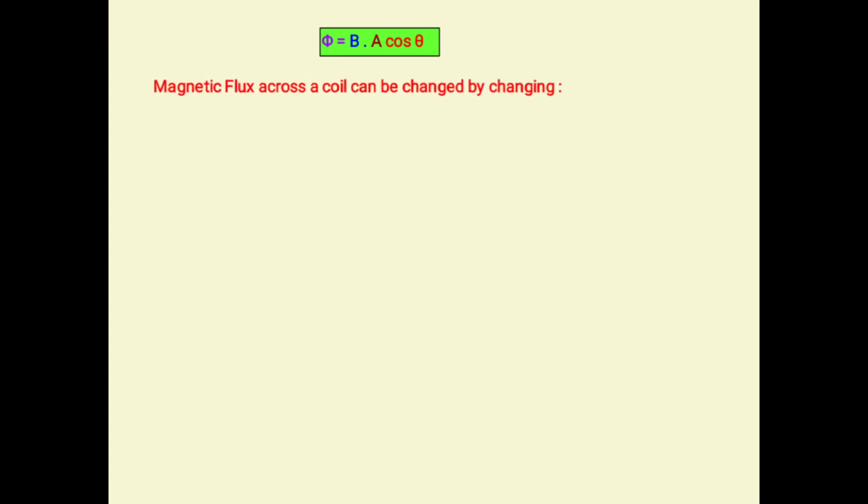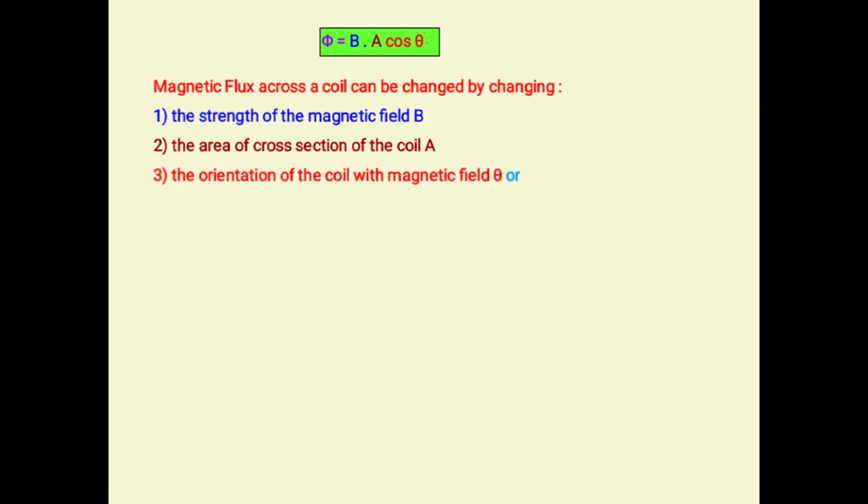The magnetic flux in a more generalized way is B dot A cos theta, and the flux can be changed by changing B, by changing A, by changing theta, or by changing any combination of B, A and theta. We will discuss this in the upcoming topics. The first one is the strength of the magnetic field B. Flux depends upon B, the area of the cross section of the coil, and the orientation of the coil with the magnetic field, that is theta, or any combination of these, as I already told you.